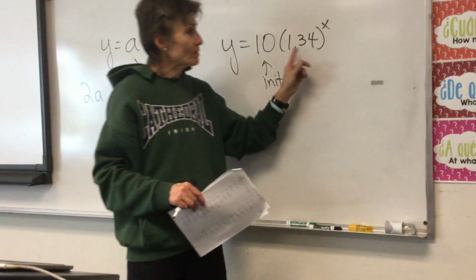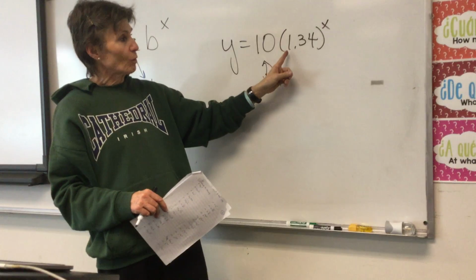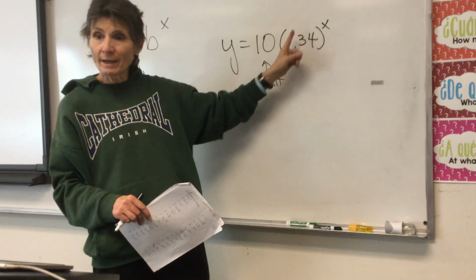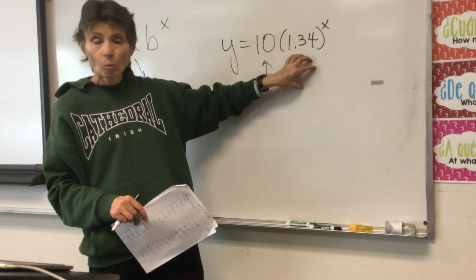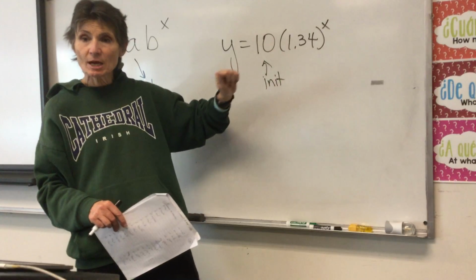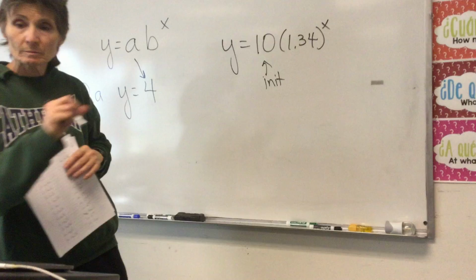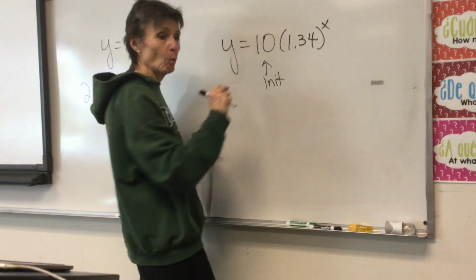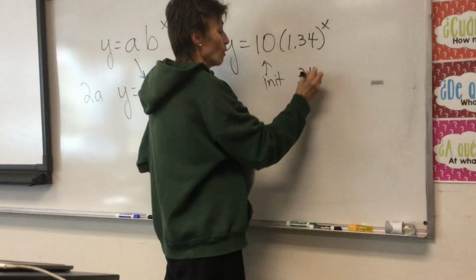Okay, then come back over to this, which is just a random example. We talked about this before, though. This number is bigger than 1. So this is a growth. What is the rate of growth? Does anybody remember? You should be able to look at this and tell me what the rate of growth is. How much more than 1 is this number? Yeah, it's a 34% growth.